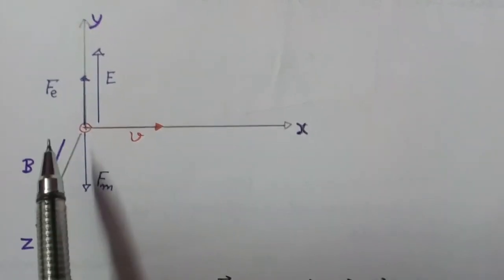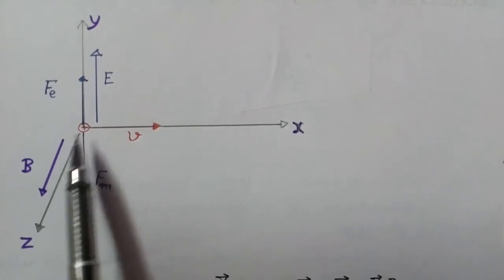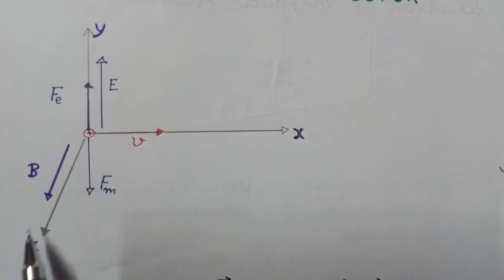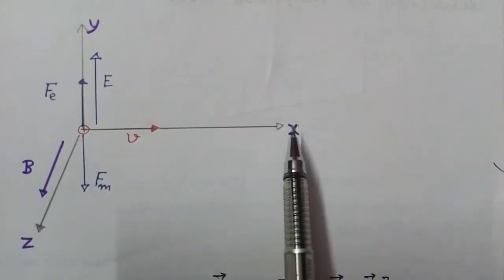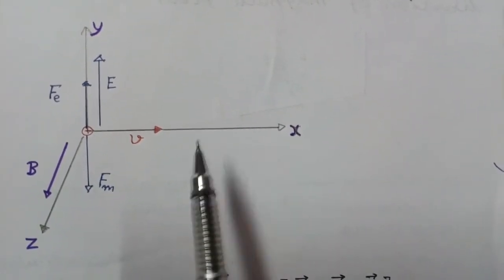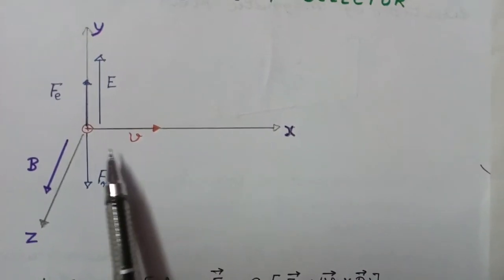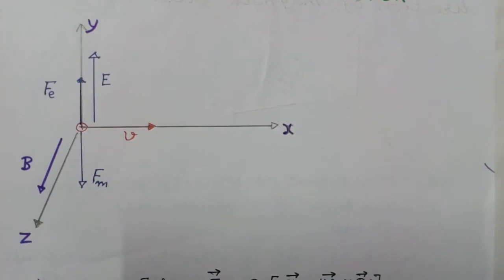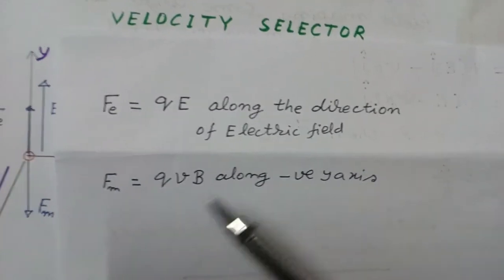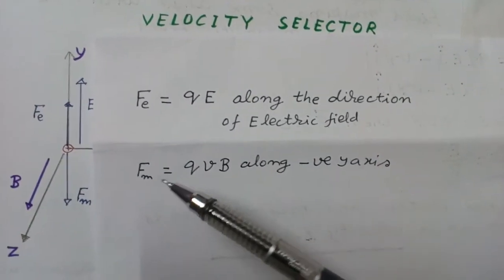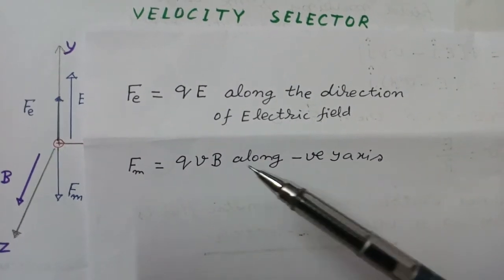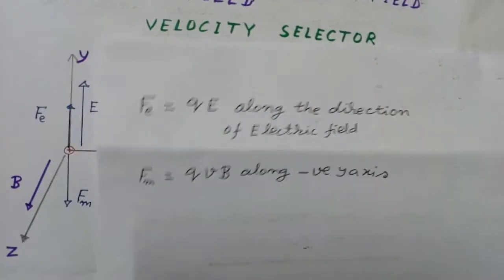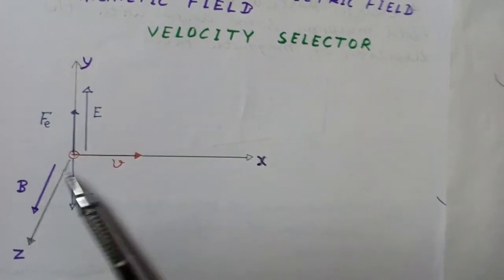Now since particle is moving perpendicular to direction of magnetic field, this is V and this is B, so particle is moving on XZ plane. So this will experience a magnetic force due to magnetic field whose magnitude is QVB. So this is magnitude of magnetic force Fm which is equal to QVB and its direction is along negative y axis.